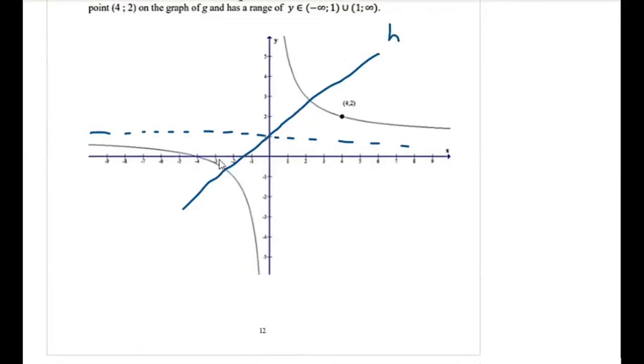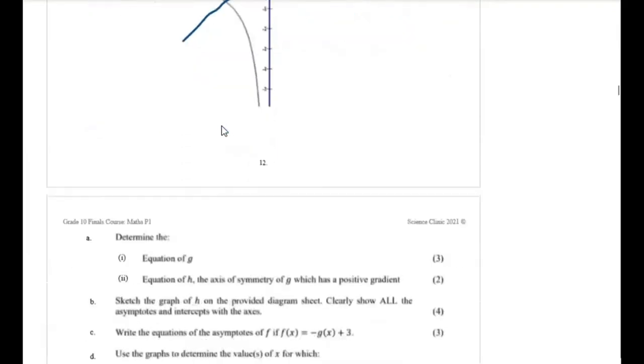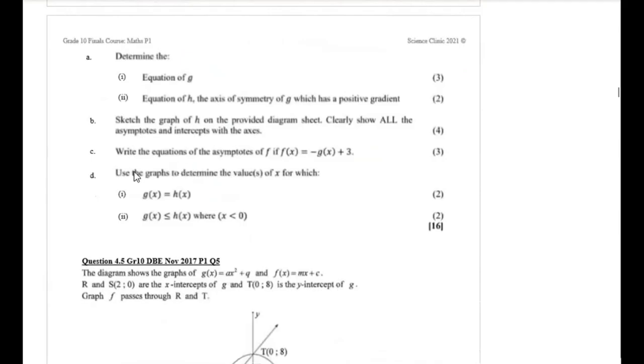So we know the gradient of that line is going to be 1, because it's positive. Remember, the gradient for your axis of symmetry is always 1 or -1. So it's 1x. And then you can see your y-intercept where it crosses the asymptote is also going to be at 1. So that's the equation of that straight line. Now we can answer these questions here.